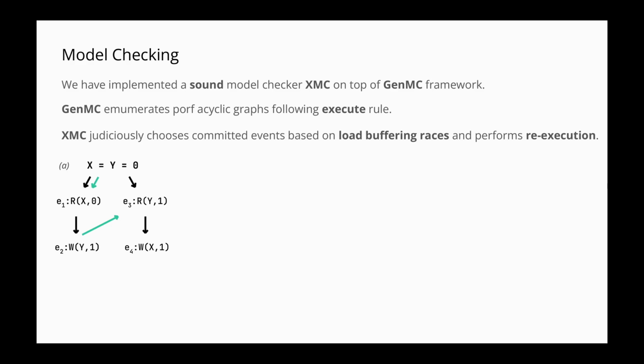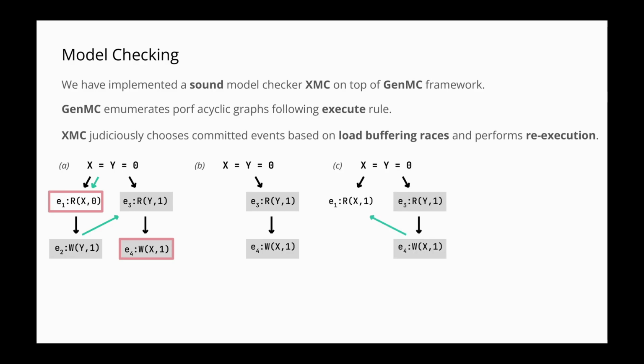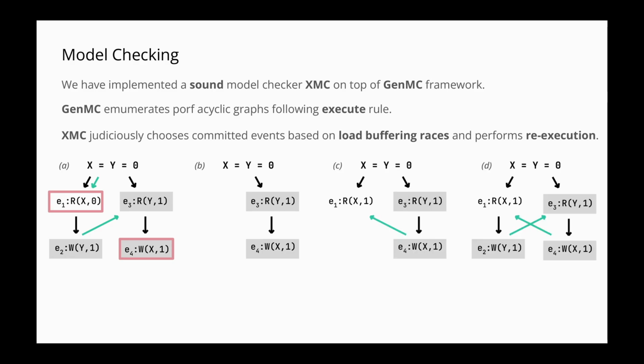To this end, we use a heuristic based on load buffering races, specific read-write races, with a program order and reads-from path from a read to a write event. When a load buffering race is detected, the algorithm deterministically identifies committed events, and then it performs re-execution. In our paper, we show that XMC works reasonably well in practice and is capable of verifying realistic benchmarks, in some cases with performance comparable to the baseline GenMC model checker. We refer to our paper for a more detailed evaluation.